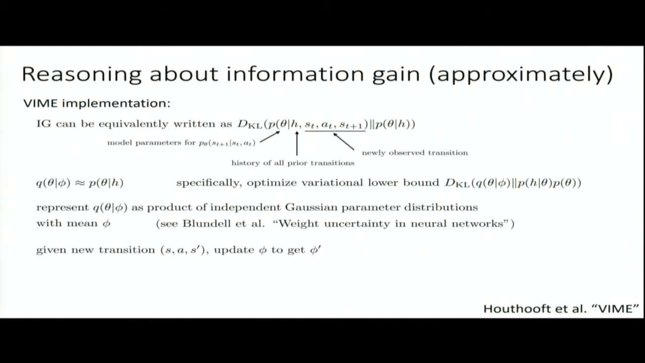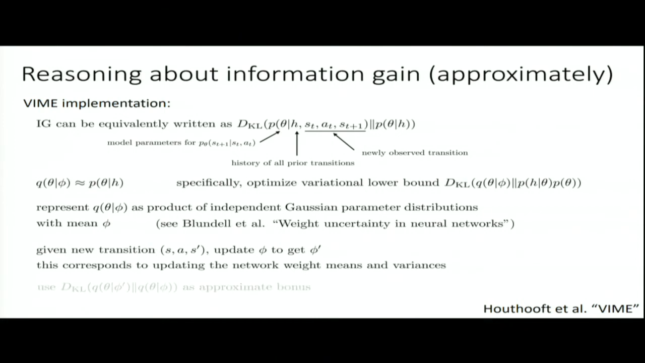And because KL divergences between Gaussians are easy to compute analytically, we're saying that Q approximates P, so we'll just replace the Ps here with Qs. That means our information gain is approximated with the KL divergence between Q(theta | phi prime) and Q(theta | phi). Both of the Qs are Gaussian distributions over thetas, and KL divergences between Gaussians are very easy to compute analytically. So this KL divergence is very easy to compute once you have phi. Okay, so this is approximating information gain with variational inference.